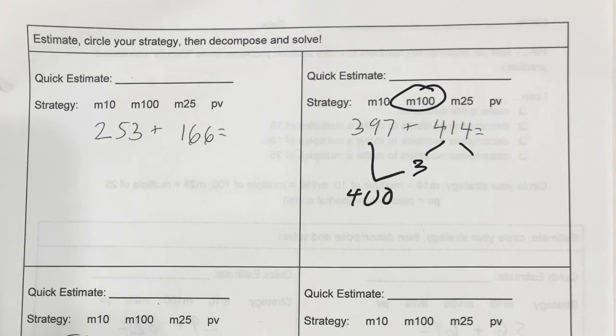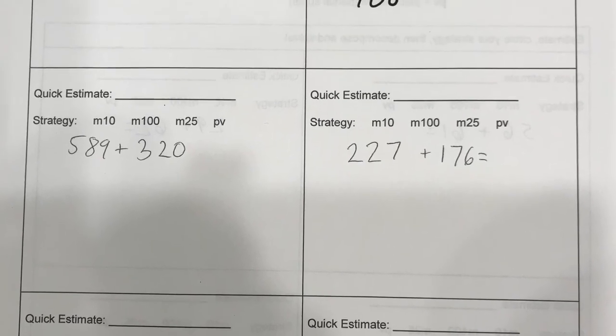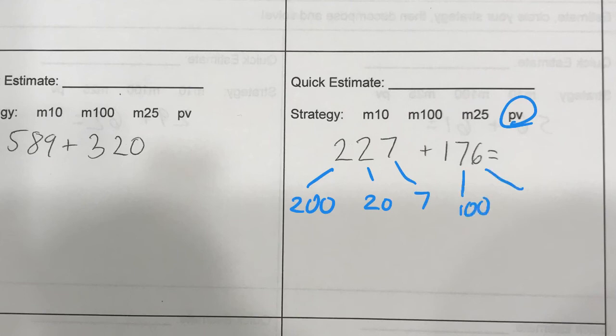Just one other thing, the PV means place value. Really, most of these you shouldn't need to do that, but if you really don't know how else to do it, you could just do place value. So that would look like simply just breaking it into place value. 227, 176, and then you can have 300 there, just like partial sums.